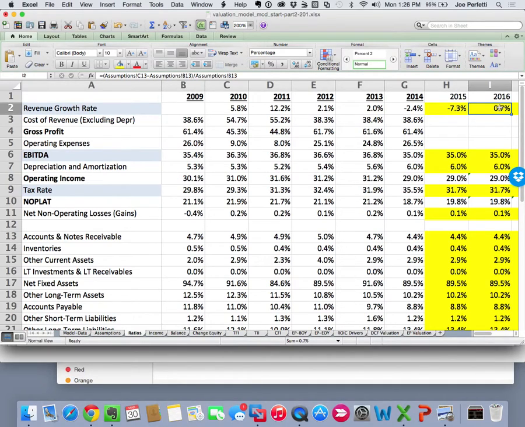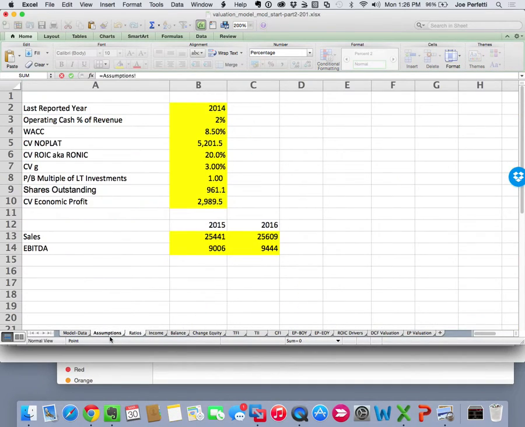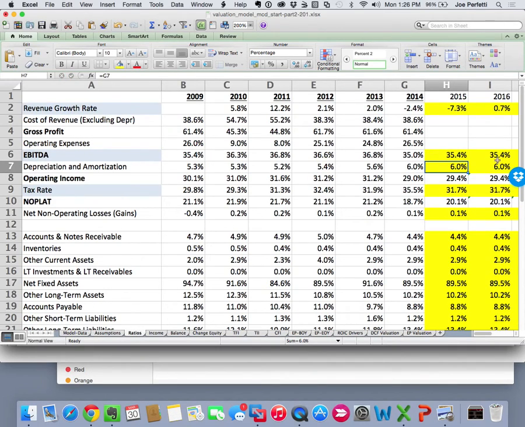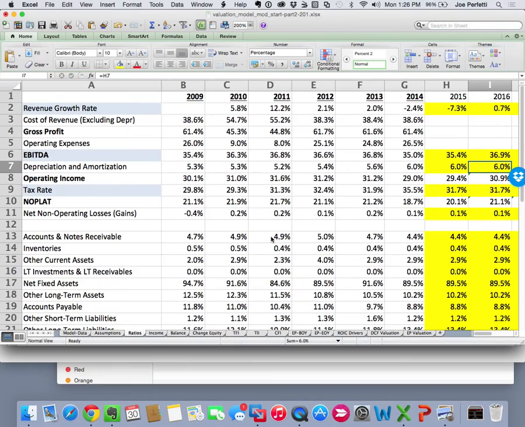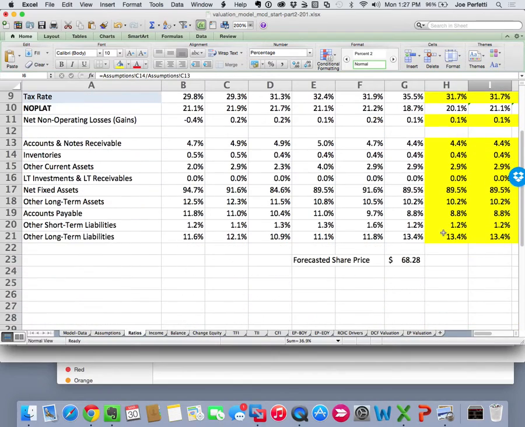Right? Finally, EBITDA margin equals for 2015 off the assumptions tab, 2015 forecasted EBITDA divided by 2015 forecasted revenue. 2016 equals, from the assumptions, 2016 EBITDA divided by 2016 revenue. So 35.4 and 36.9%. Which, by the way, gets me a share price of $68.28. Questions about what we did so far? Yes?